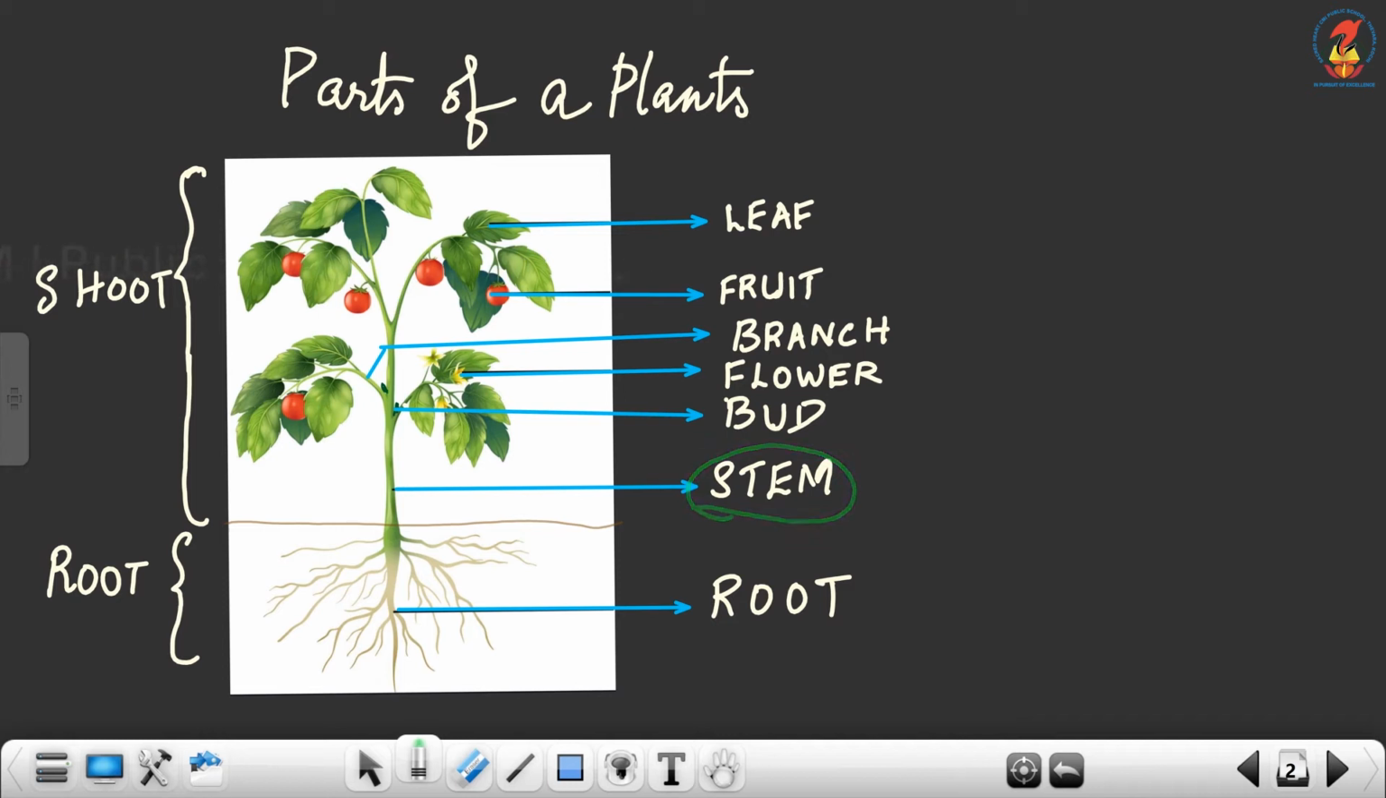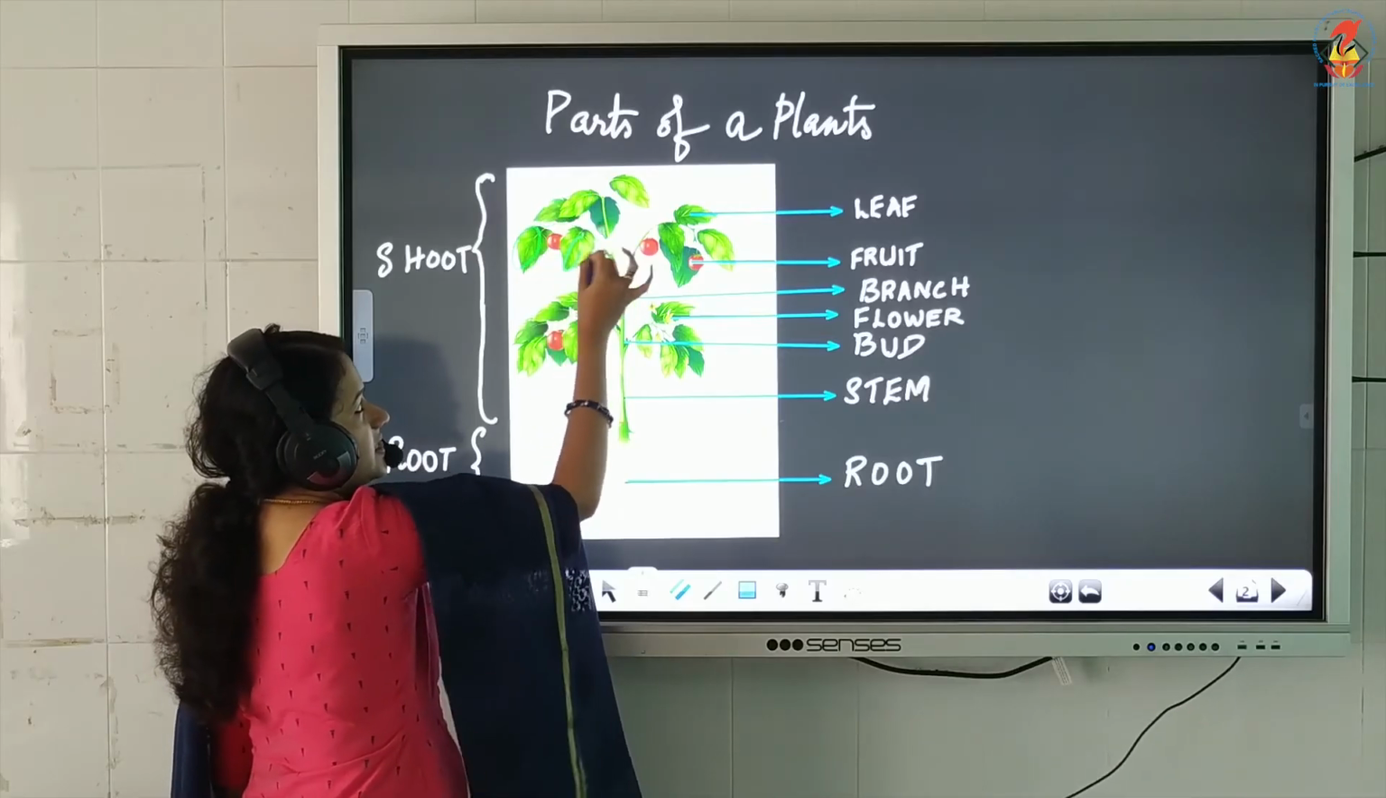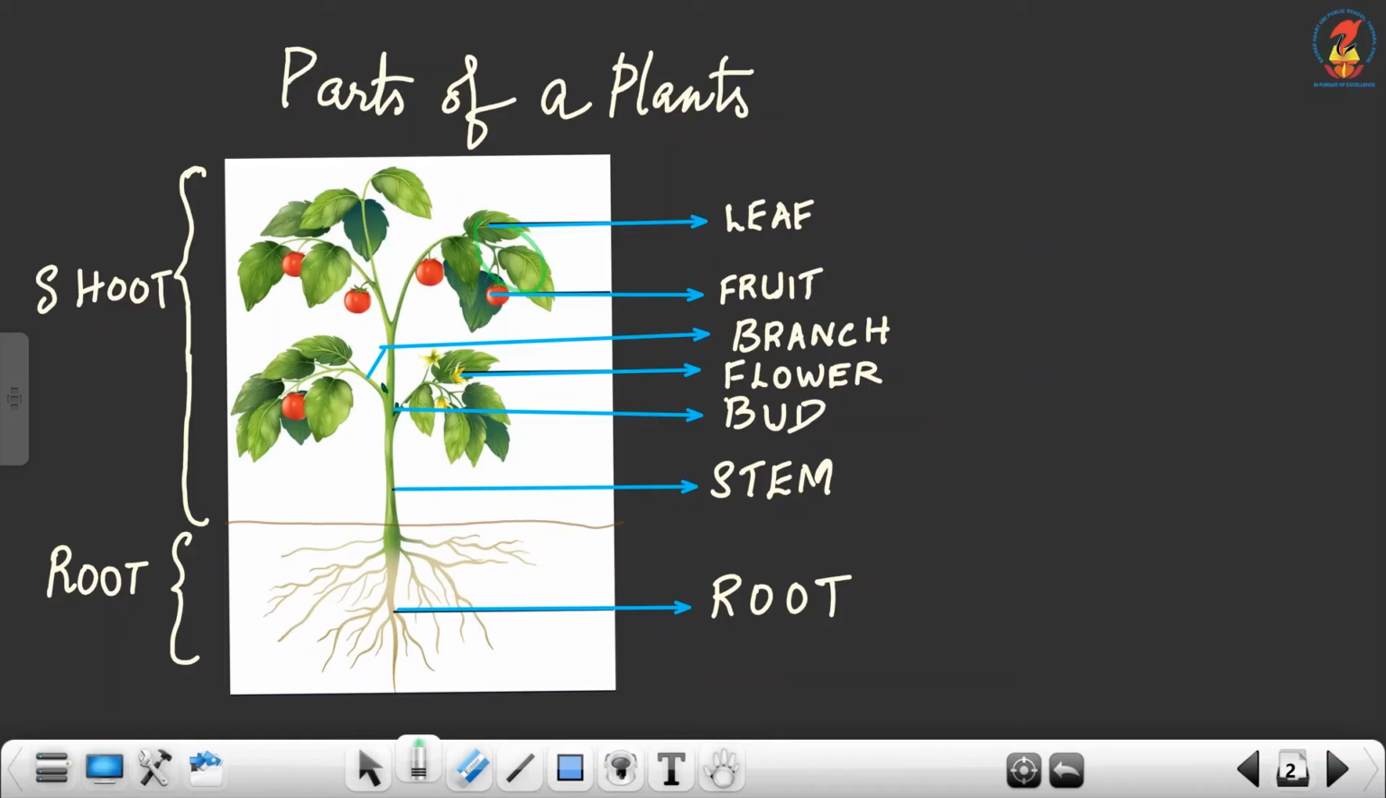So if you look at this picture, you can see leaves. All these are leaves. They are green in color. See, green colored leaves. Then you can see fruit. Isn't it fruit? Then you can also find a branch. This is called a branch. All these are branches. Then you can find flower.